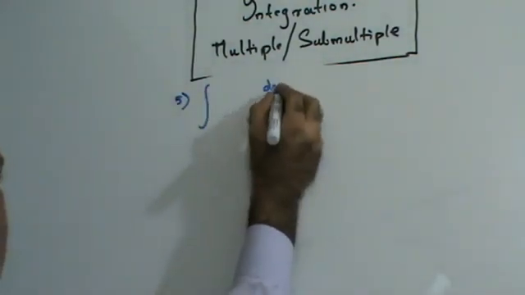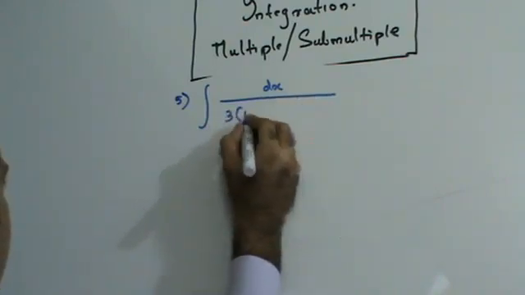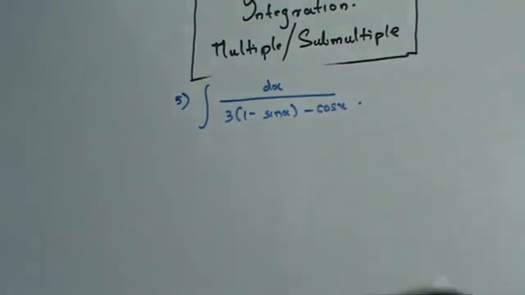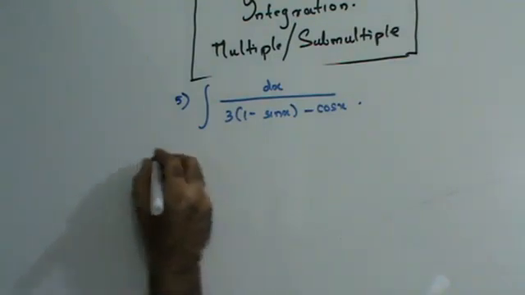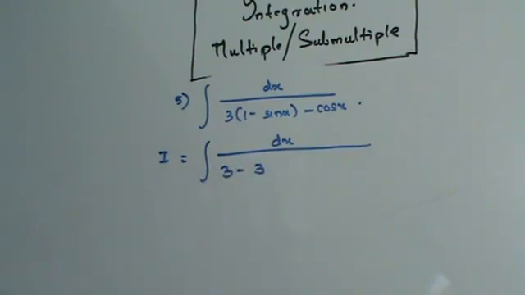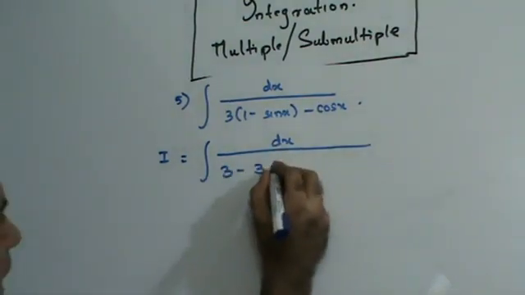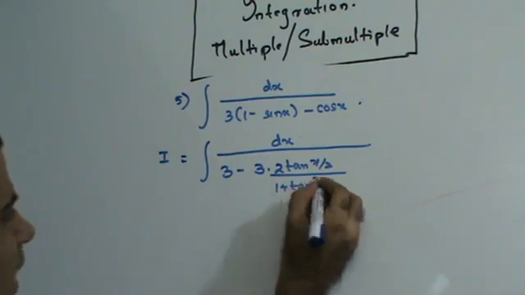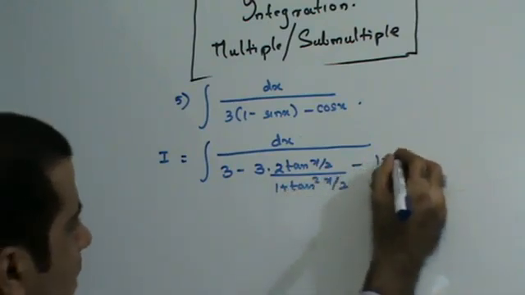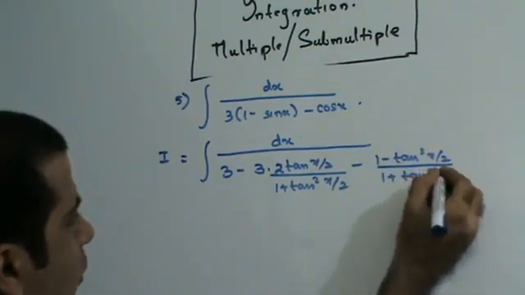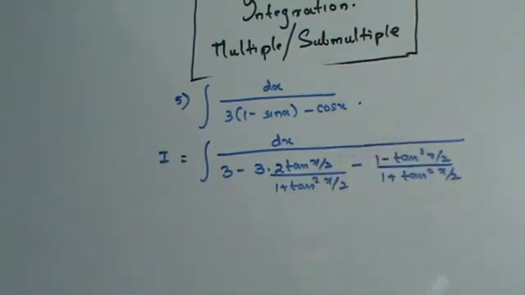Integral of dx upon 3 minus sin x minus cos x. Now here you have sin and cos both, so I can say I is integral of dx upon, open the bracket, 3 minus 3 sin x. Sin x I'm going to substitute as 2 tan x by 2 upon 1 plus tan square x by 2, minus cos x, 1 minus tan square x by 2 upon 1 plus tan square x by 2. I'm using the submultiple formula with both the terms.